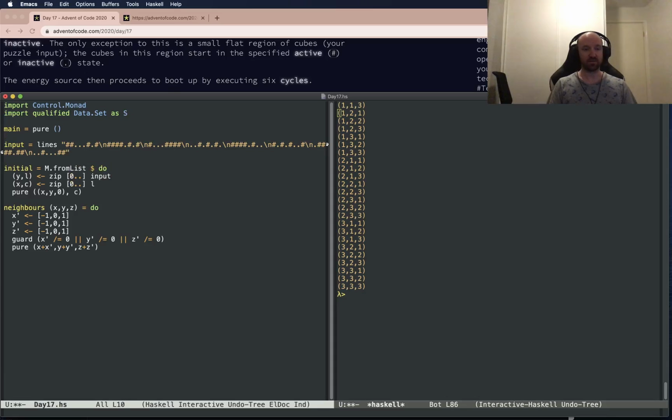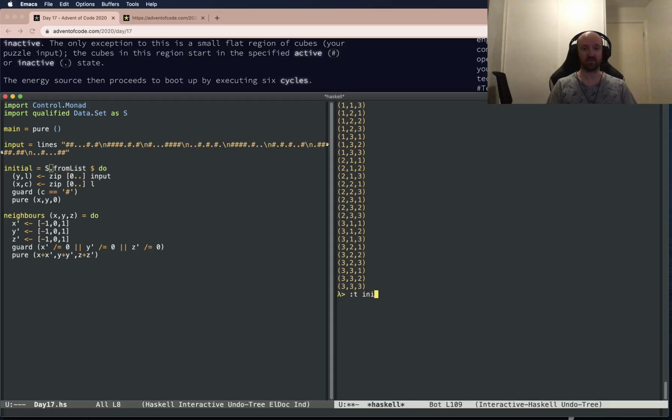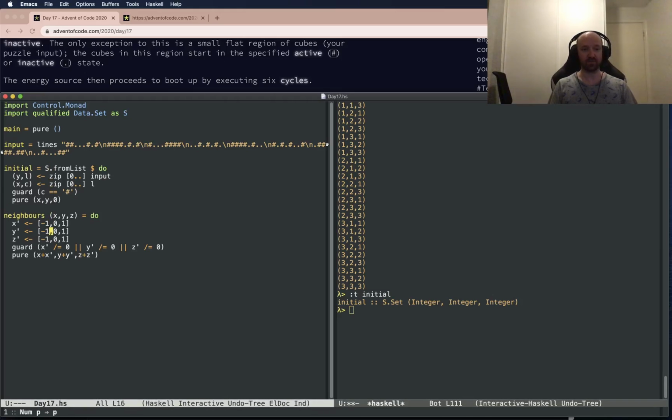And here, you just need to go guard C is hash. Hash was active, right? Yep. And then instead of doing that, we just need that. So just the coordinates. Now it's set. Okay, so now the type of initial should be just a set of coordinates. Yep. And we have the neighbors.